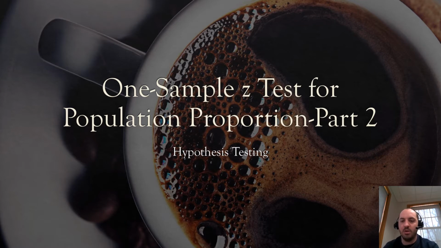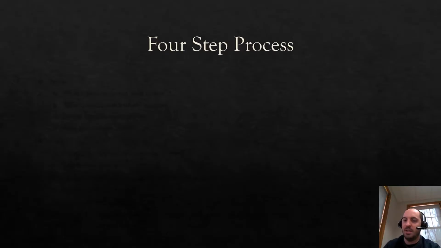So in this video we're going to look at a two-sided alternative hypothesis example, whereas we did a one-sided in the previous video. So here we are again going to use the four-step process. So state, plan, do, conclude.